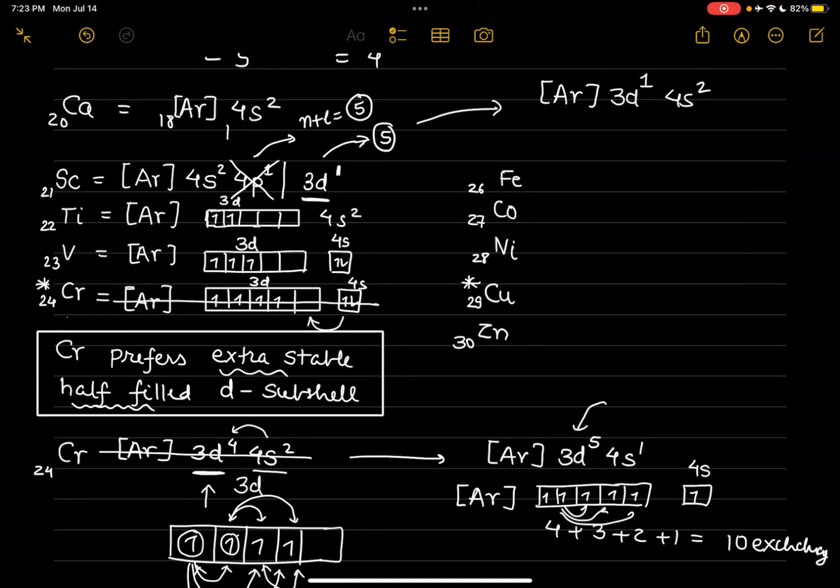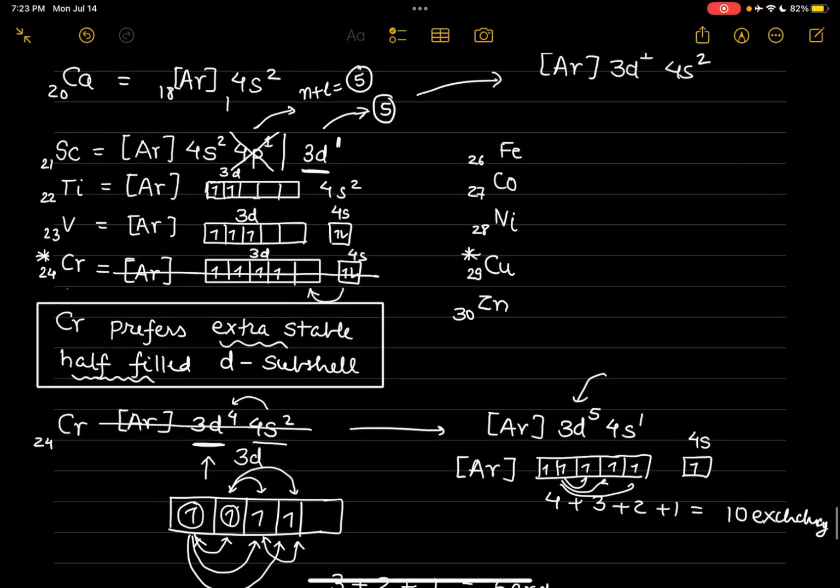But if somebody asks you why the half-filled d subshell with 5 electrons is more stable, then you are going to say that in a half-filled d subshell, there are 5 electrons and they're going to exchange their positions. More exchanges, 10 exchanges, are possible as compared to d4 where 6 exchanges were possible. So that's why the half-filled d subshell with 5 electrons undergoing 10 exchanges is more stable. They have more exchange energy being released and they have become more stable. Is it clear?